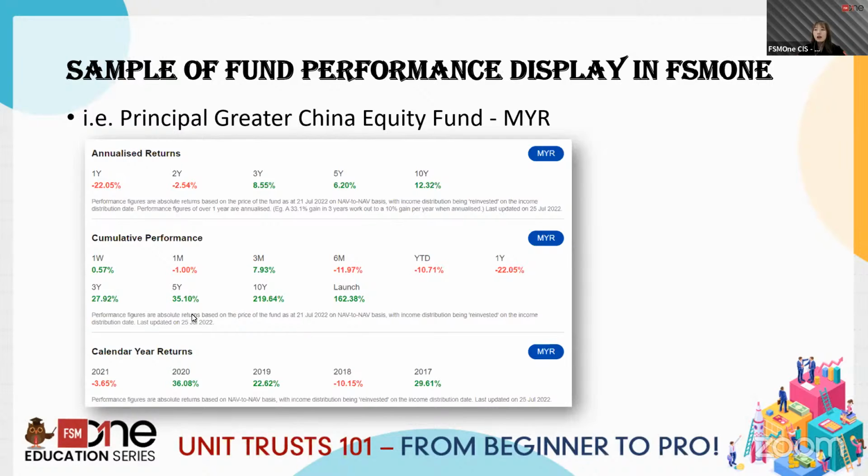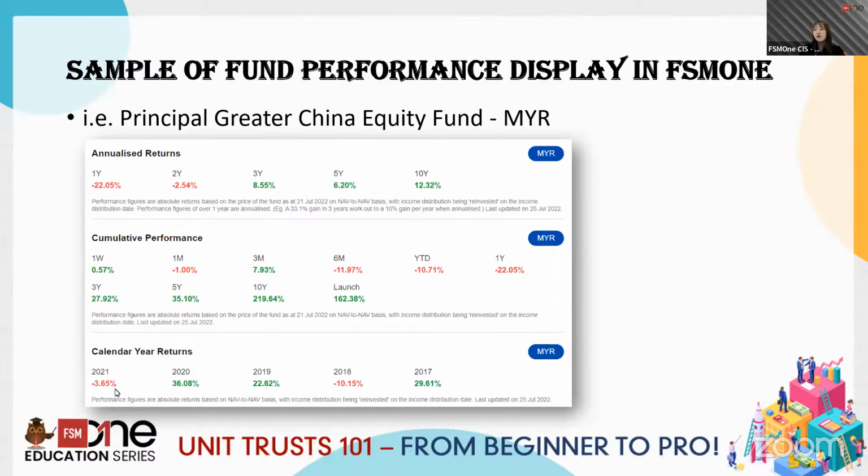And next is the calendar year return. The calendar year return will show the respective year return of the fund. So as you can see, the year 2019 and year 2020 are performing at 22.62% and 36.08%, whereas year 2021 is having a negative 3.65%.